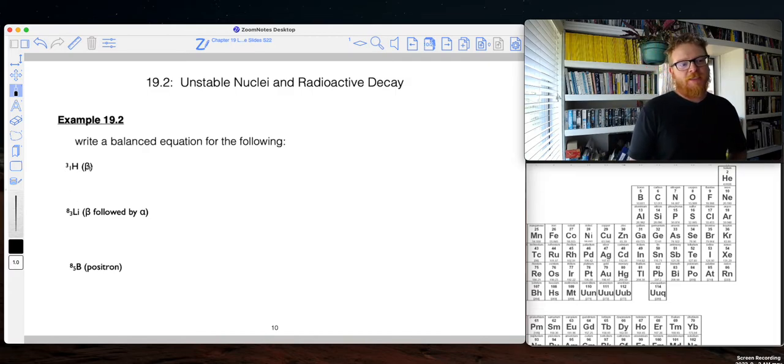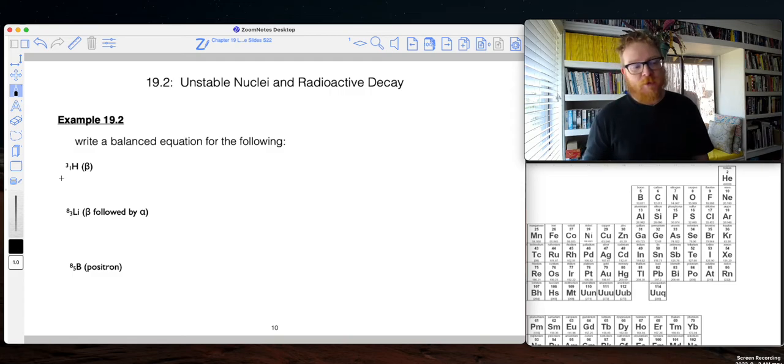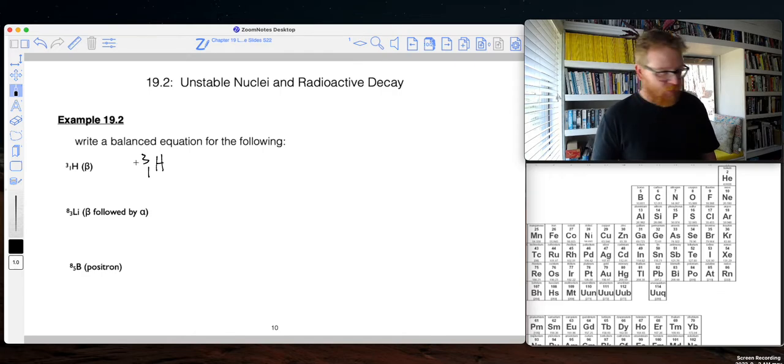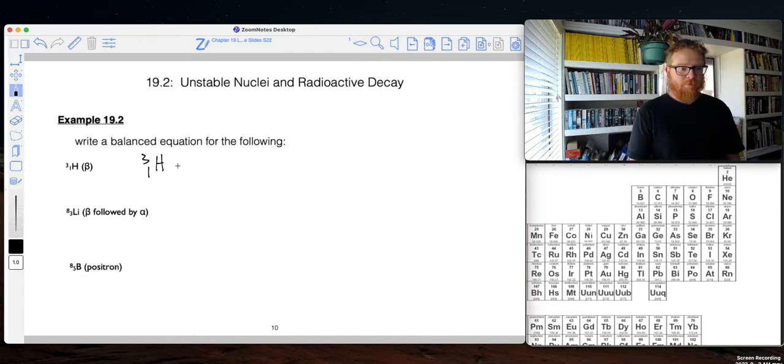So here, that's beta decay of, this nuclide is called tritium, so that's a hydrogen with 1 proton and 2 neutrons. And so let's do that. Let's just get straight into it. So we'll say 3, 1, H. So again, 1 proton and 2 neutrons. So 1 plus 2 gives us 3. So that's where that mass number comes from.